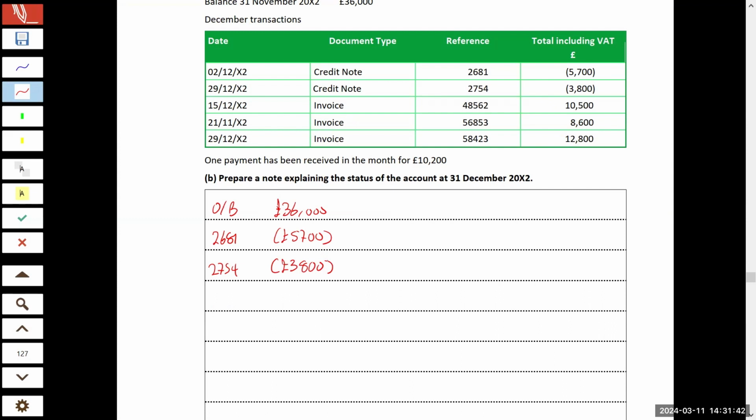Well, what else can I establish here? Now, again, the main source of information is the information in the table, of course. But look out for the little bits next to that. We've picked up the opening balance, which is great. And obviously, we picked up the two credit notes. What about that 10,200 that's stood in there as well? Just keep an eye out for that. 10,200 has been paid, hasn't it?